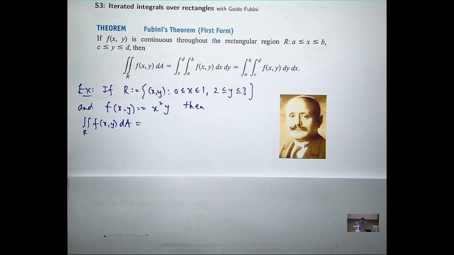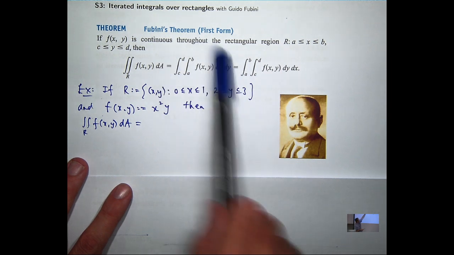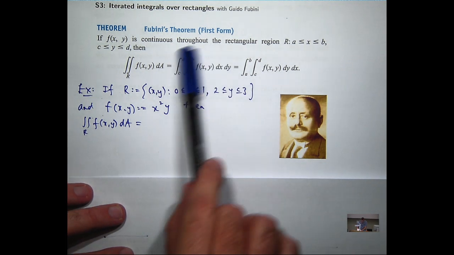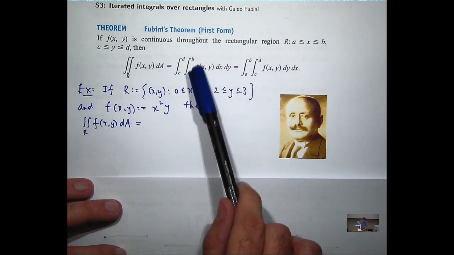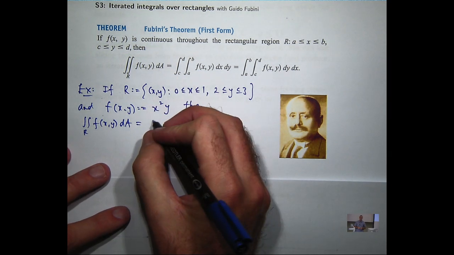Okay, now, Fubini's theorem says that this integral down the bottom, the integral of f over R, is just these repeated or iterated double integrals. And you can choose whichever one you want. So let me just choose one. I'll choose this one. So here, C and D would be 2 and 3, A and B would be 0 and 1, and f would be x squared y. So let's just write that down.